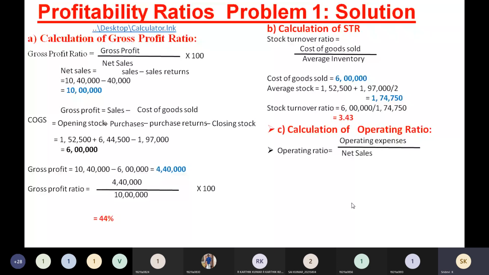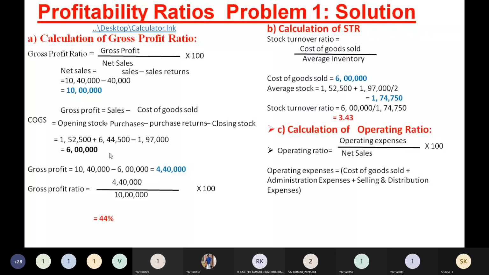So how much do we have as operating expenses? Take down this formula: cost of goods sold plus administrative expenses plus selling and distribution expenses. You add all these to the 6 lakhs. Already we know cost of goods sold is 6 lakhs. So 6 lakhs plus how much administrative expenses are there? Let us go to the problem.